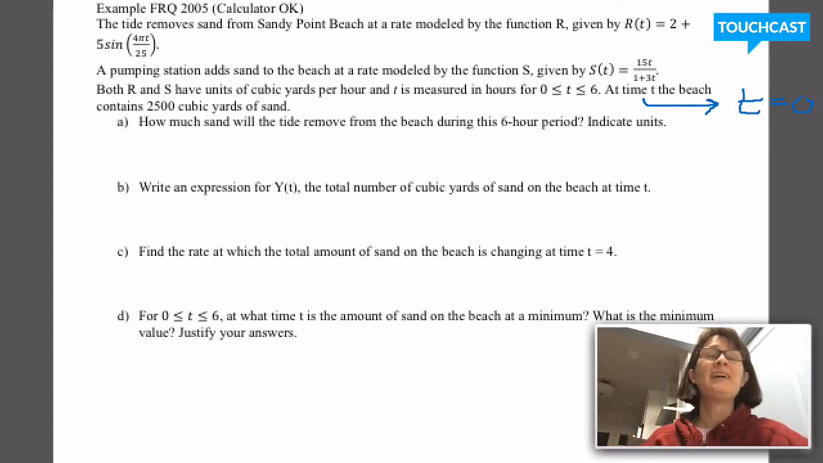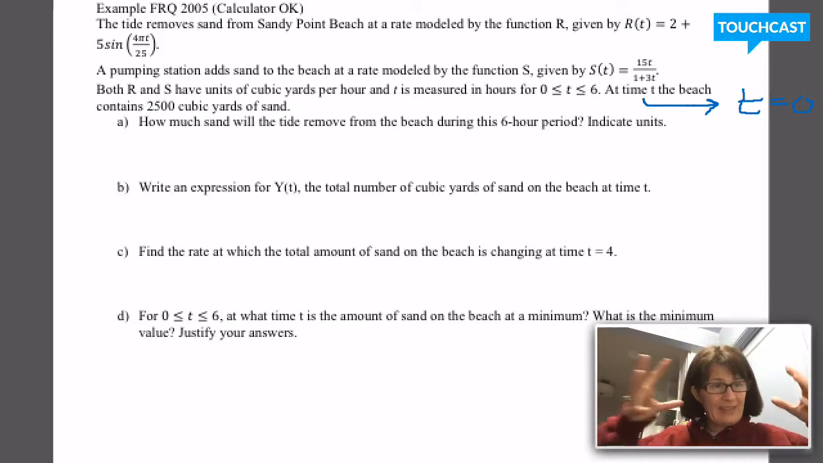This kind of problem you're going to see, probably for sure, on your free response section of your AP Calculus test this year. So let's talk about this. We have a beach and there's sand on the beach. They tell us, oh, the tiny thing that I left out, that last sentence should say at time t equals 0, the beach has 2,500 cubic yards of sand. So there's some sand on the beach at the beginning of the problem.